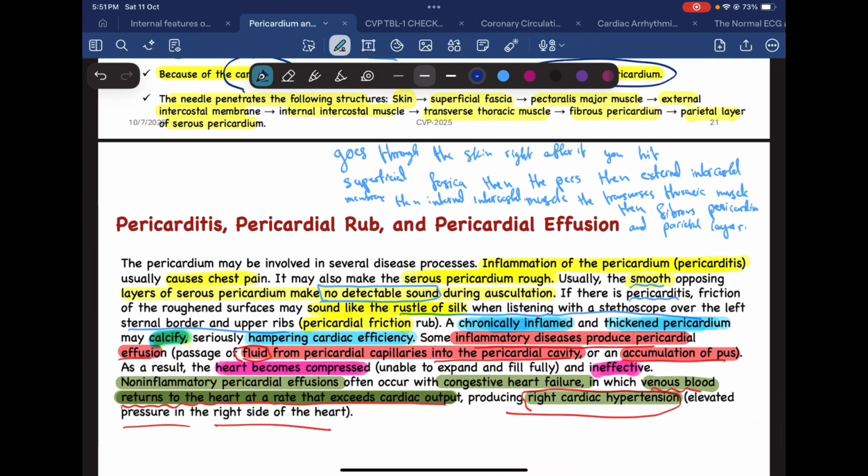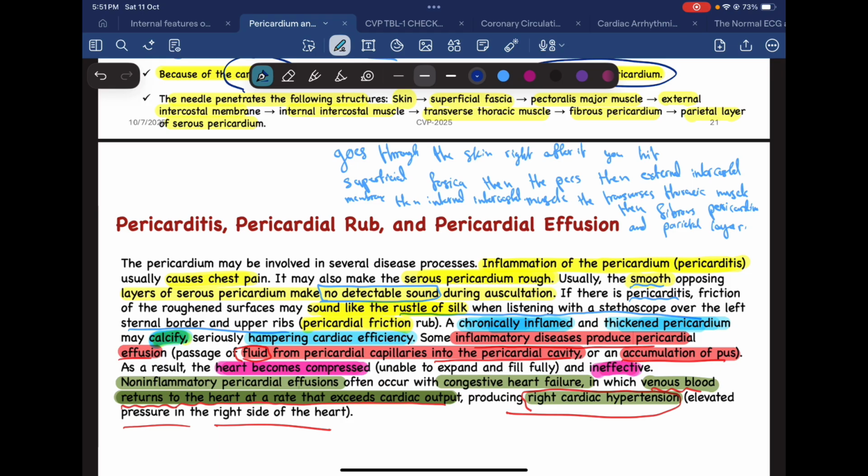Now, this is basically a bunch of diseases that could happen to the pericardium. You have pericarditis, which is basically an inflammation of the pericardium. Then you have pericardial rub and pericardial effusion. Pericardial effusion is just excess fluid, any type of fluid, pus, blood, all of that. It compresses the heart. Now, why is pericardial effusion bad? The heart is compressed, can't fully expand, and it's gonna be ineffective.